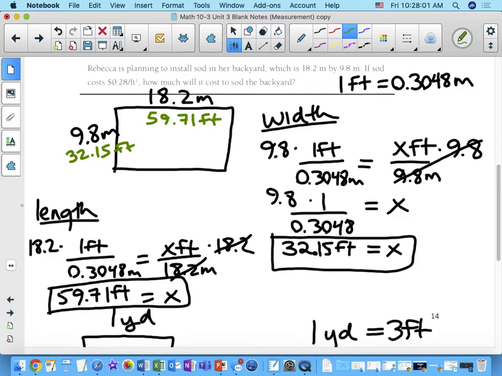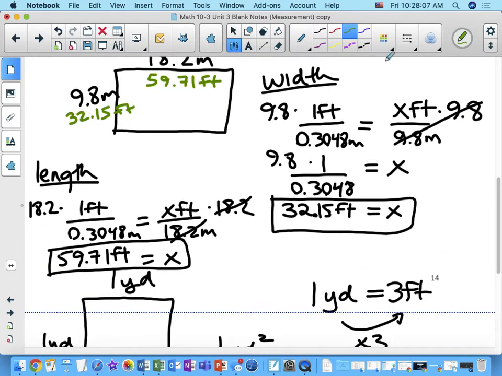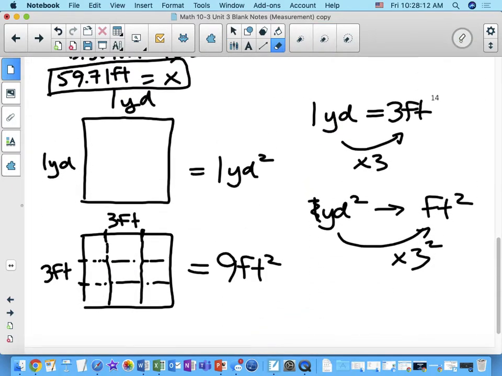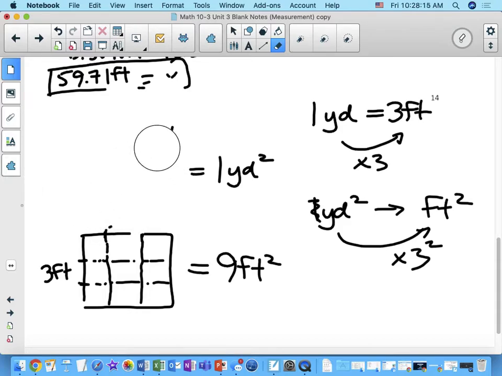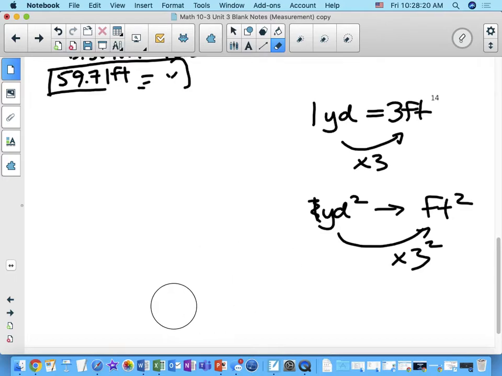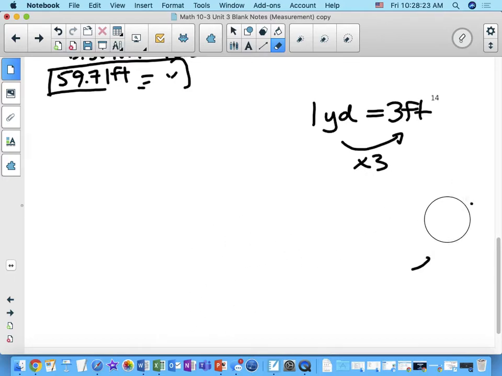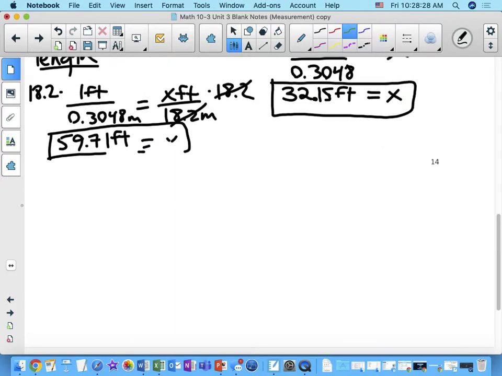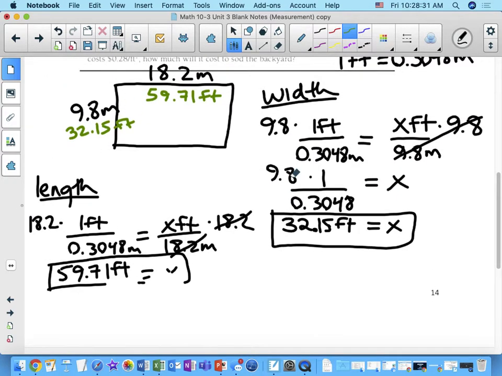Okay, now we can find the area. Now I'm just going to erase this stuff that I did earlier with the yard stuff because I want to write underneath here. So now I can find the area in feet. Okay, and I know there are my dimensions. Okay, so here's my x. Oh, I'm still in green. Oh well.